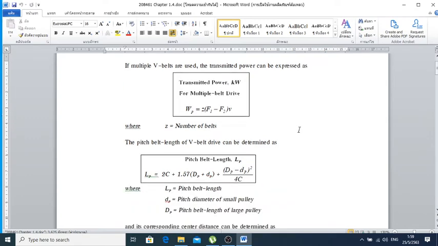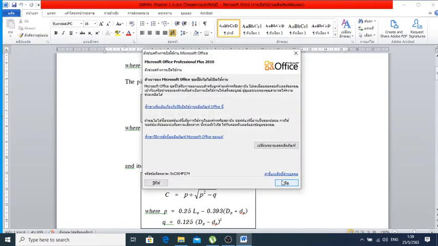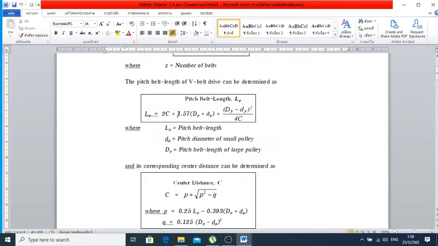Okay, for the transmitted power for the multiple V-belt drive, it's going to be the number of belts, very similar to what we got before for the number of belts. So you times Z, the number of belts, and it's going to look like that. And the pitch belt length is going to be L sub P here. L sub P is going to be determined from 2C, where C is the center distance. Pitch means this is the length of the belt according to the pitch.